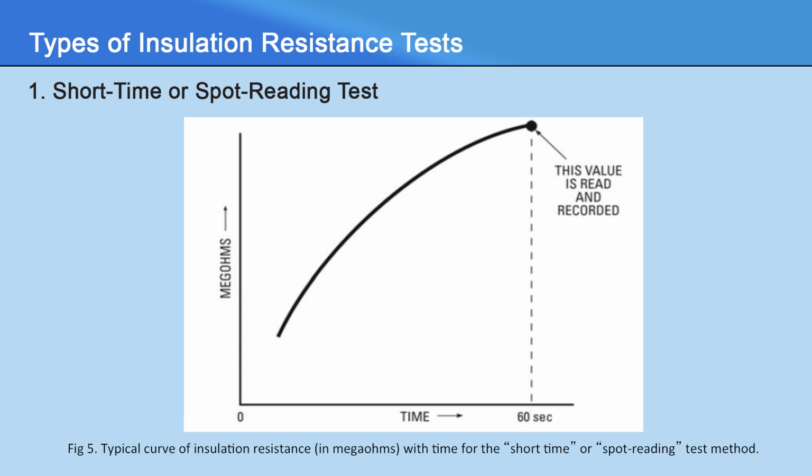So, the characteristic is obtained, and the value is read and recorded at 60 seconds. The resistance is measured till 60 seconds and the value obtained at the point of 60 seconds is determined, and that will be the value of insulation resistance.